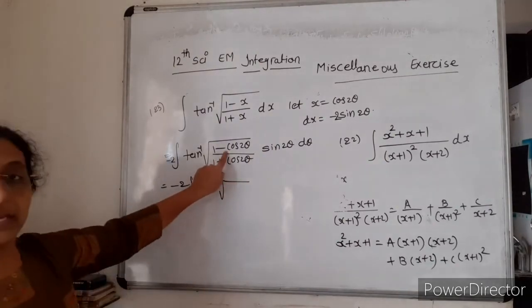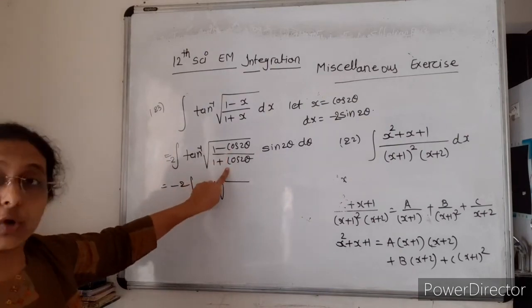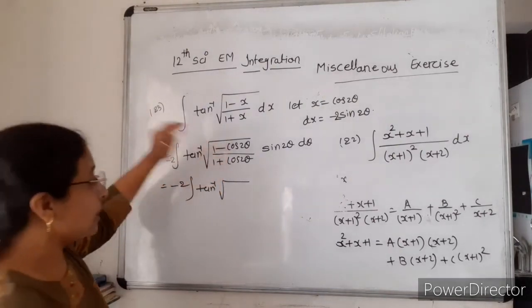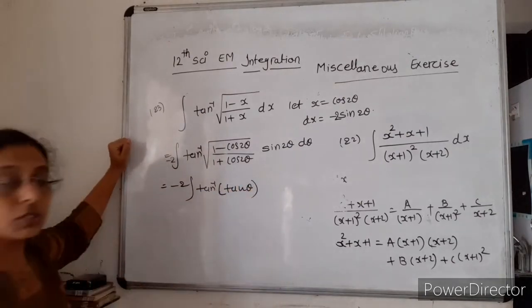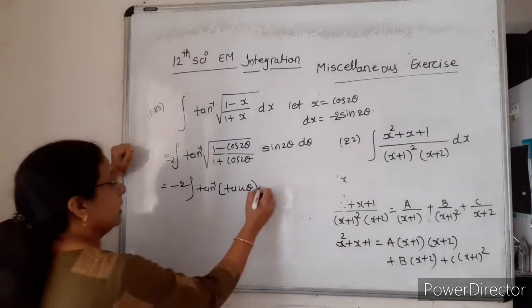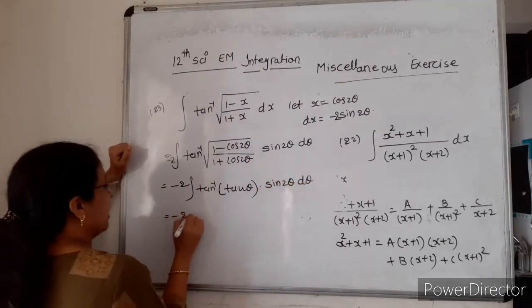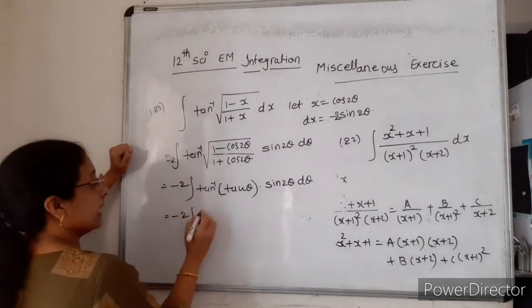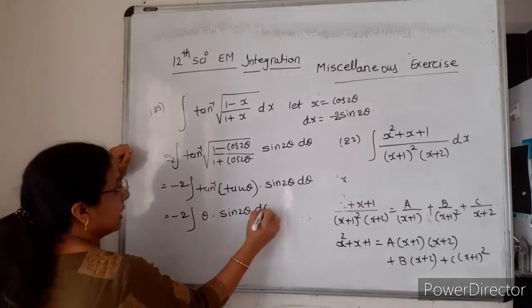Here it is 1 minus cos 2 theta is 2 sin square theta. This is 2 cos square theta. Sin by cos will take here, we can say that it is tan theta. Yes or no? Right. Into sin 2 theta d theta, minus 2 tan inverse and tan will be cancelled, theta sin 2 theta d theta.